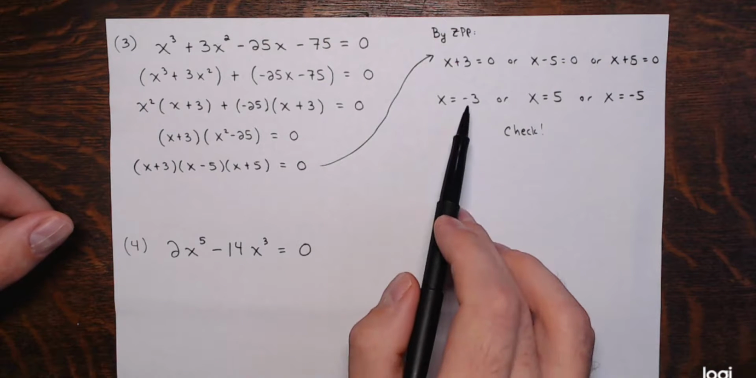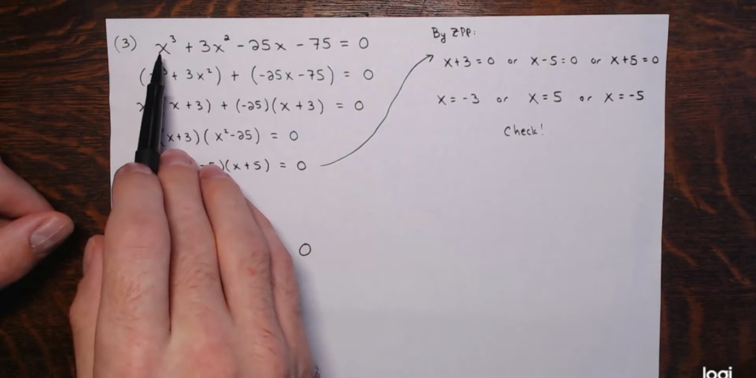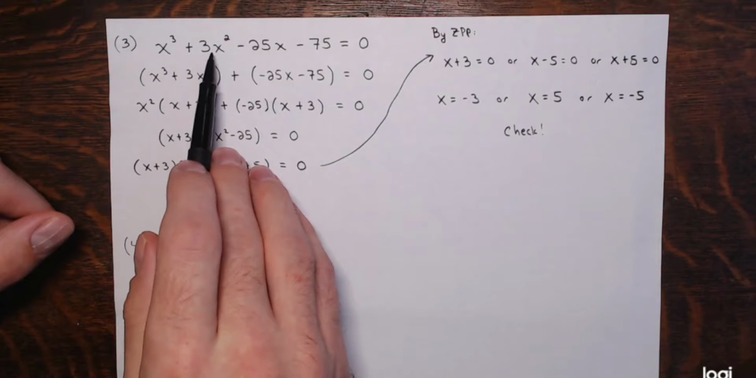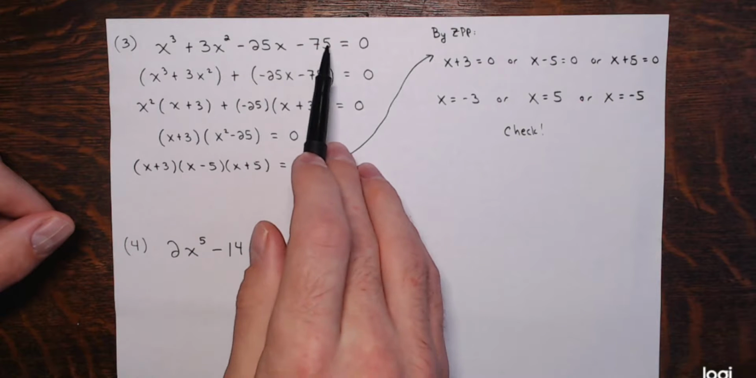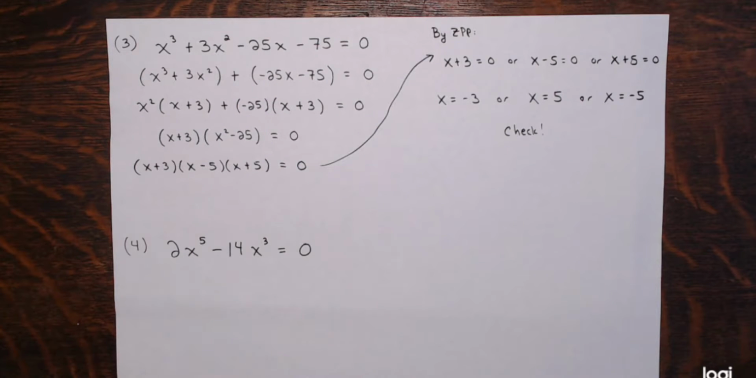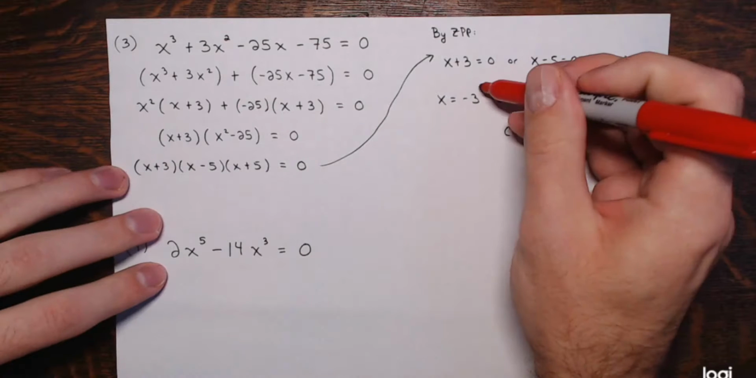So when x is negative 3, the first 2 terms will add to 0. It'll be negative 27 plus 27. And the next 2 terms will add to 0 as well. It'll be 75 minus 75. So you'd have 0 plus 0 equals 0. That's definitely true.